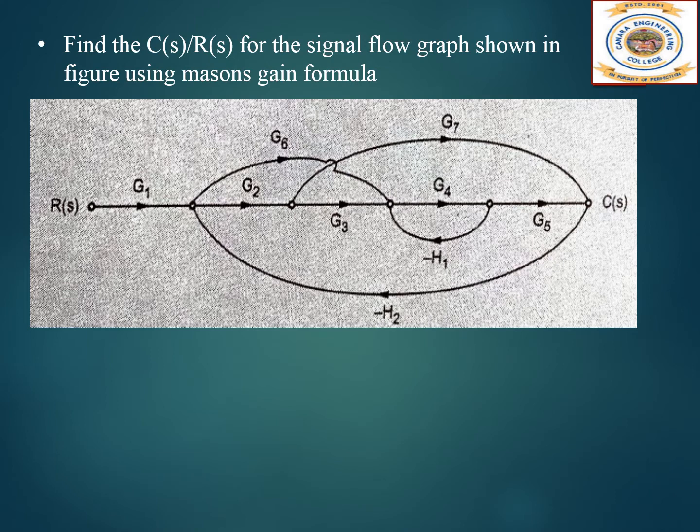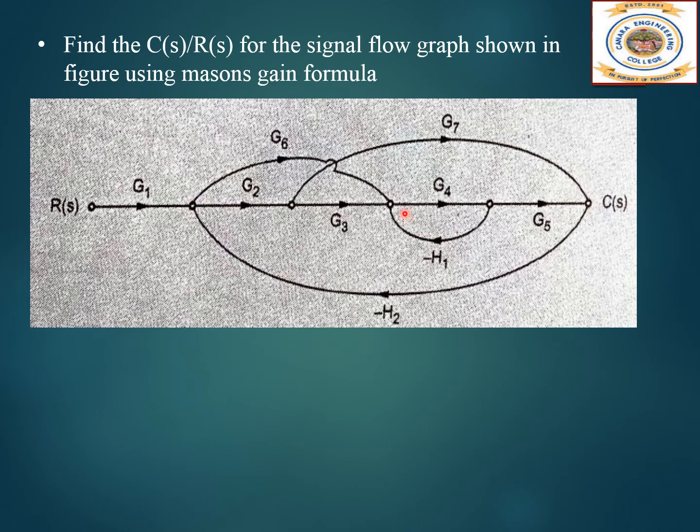So first let us identify all the forward paths and the loops, then we will list it out. First forward path: one thing is very simple, direct from R of S to C of S, the straight line, so G1, G2, G3, G4. This is one. One more: G1, G6 and G4. One more: G1, G2, G7. So these are the three forward paths that we have.